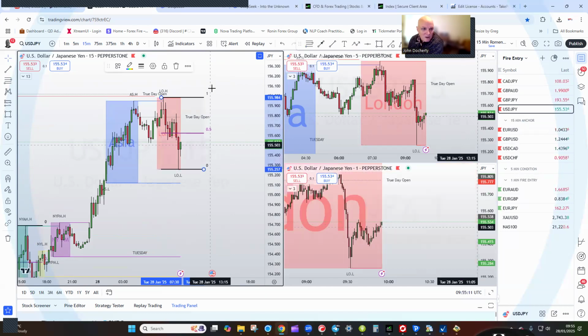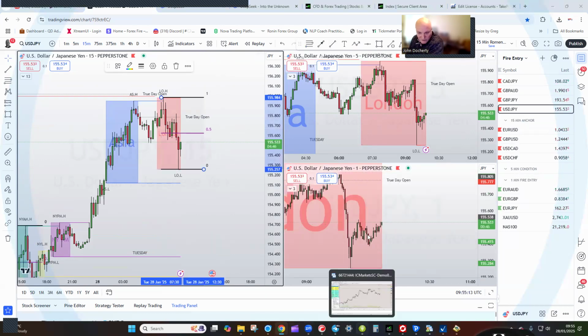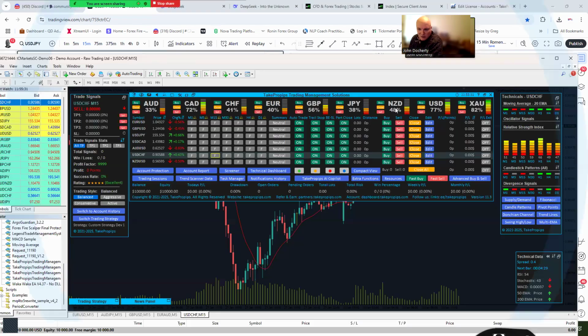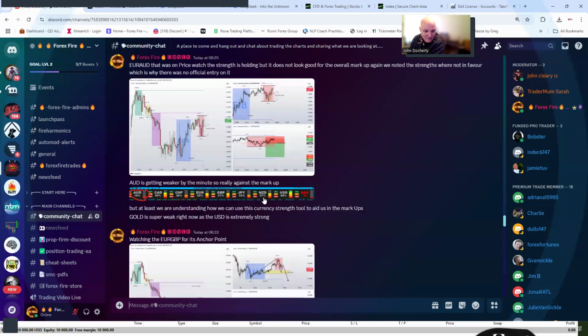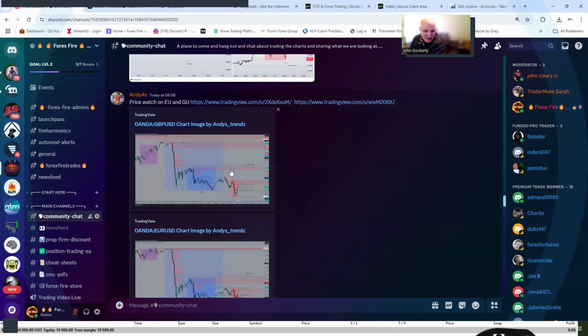Again, the reason why I'm not liking this one is simply because of the currency strength. If I just come into USD JPY. Yeah. So again, the USD is super strong at the minute, but it is starting to come weaker because the JPY's got a bit stronger. If we just look at what the JPY has been doing from this morning, we'll look back on some of the strengths. JPY 33%.